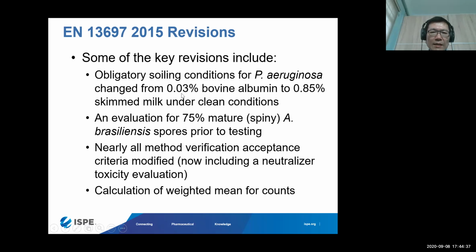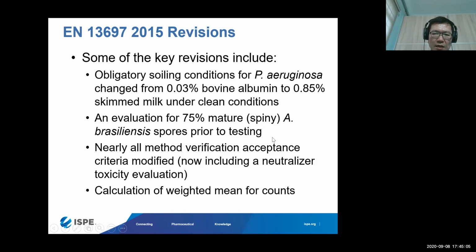So there are some revisions in 2015. Some of the key revisions include the soiling conditions for Pseudomonas aeruginosa, which changed from bovine albumin to skim milk under clean conditions. And there's also a requirement on the evaluation for 75% mature spiny spores for the Aspergillus brasiliensis prior to testing.